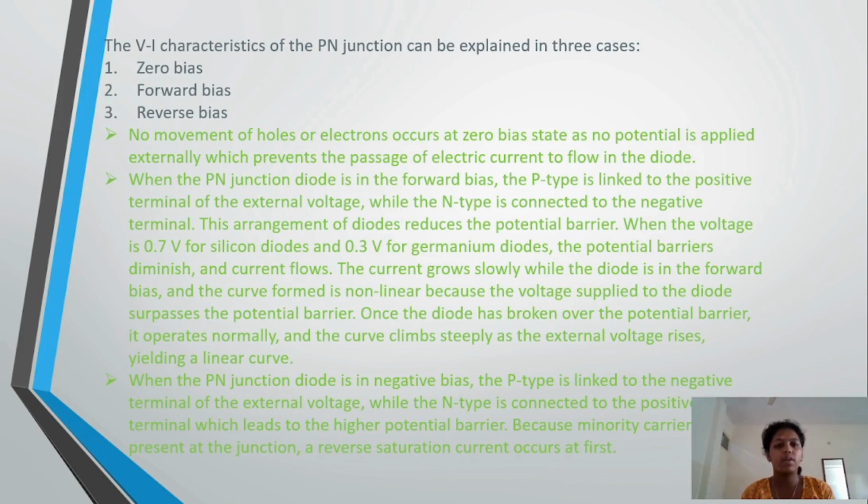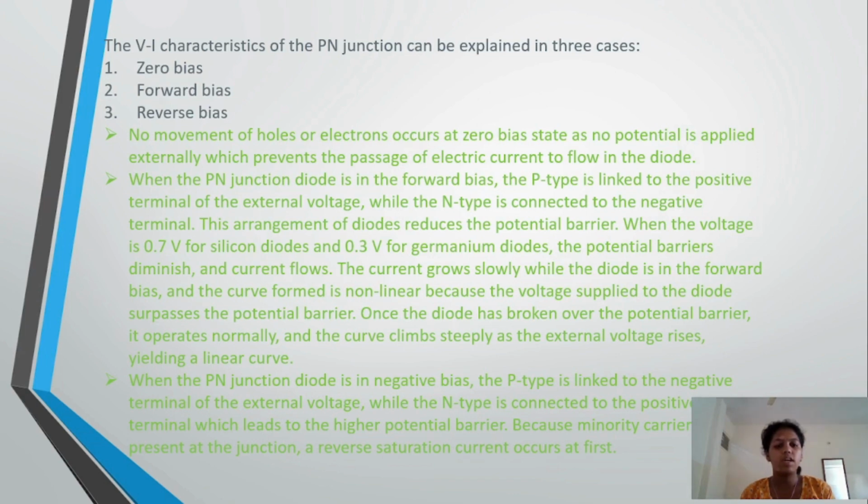When the PN junction diode is in forward bias, the p-type is linked to the positive terminal of the external voltage while the n-type is connected to the negative terminal. This arrangement of diodes reduces the potential barrier, and the voltage is 0.7 volt for silicon diodes and 0.3 volt for germanium diodes. The potential barriers diminish and current flows. The current grows slowly while the diode is in forward bias, and the curve formed is non-linear until the voltage supplied to the diode surpasses the potential barrier. Once the diode has broken over the potential barrier, it operates normally and the curve climbs steeply as the external voltage rises, yielding a linear curve.